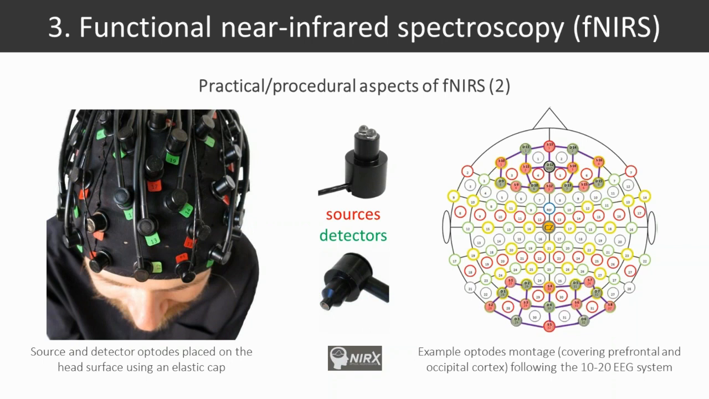Okay, after placing the sources and detectors, which you also see visualized here, we calibrate the system, and then we start continuously measuring oxy and deoxyhemoglobin changes. And the participant normally then runs or goes through a psychological or whatever experiment.